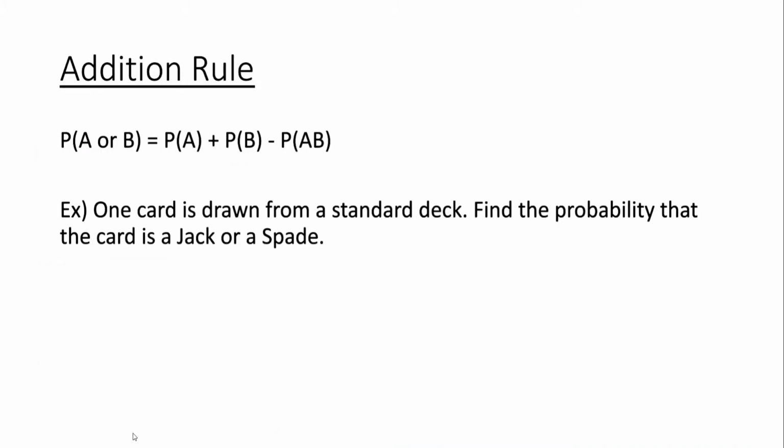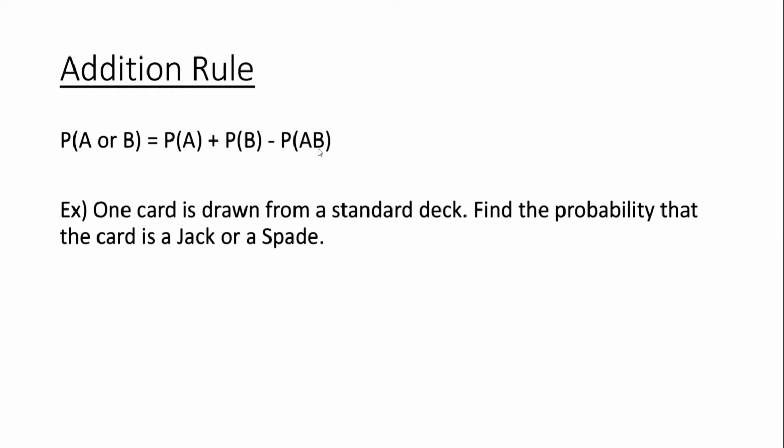Now that we've seen and and or statements, we can talk about the addition rule. The addition rule tells us the probability of A or B is equal to the probability of A plus the probability of B minus the probability of both A and B.